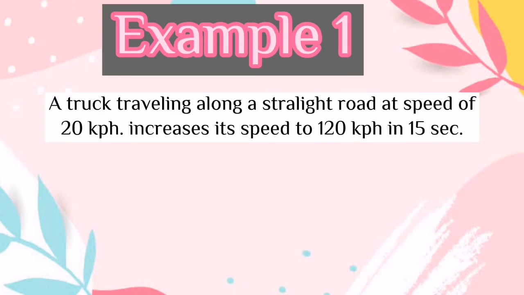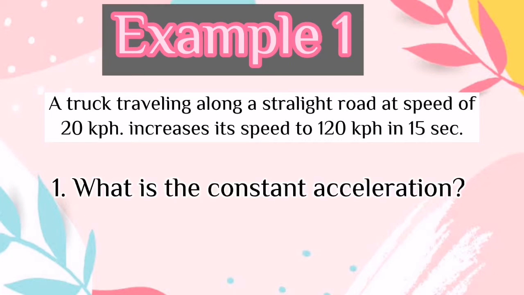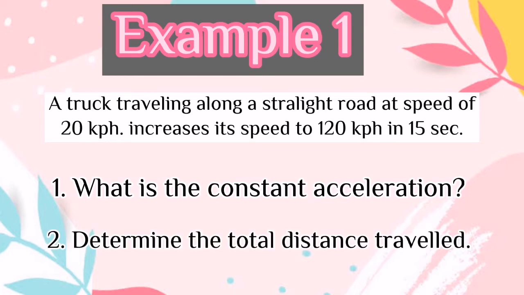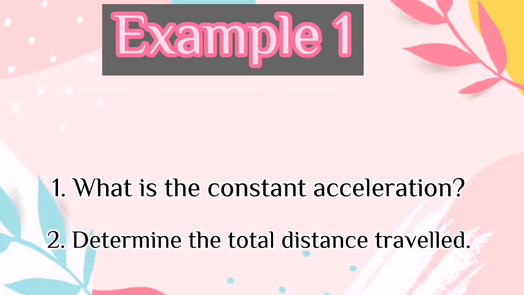So para mas maintindihan pa natin ang translation of motion, let's have some examples. Example number 1: a truck traveling along a straight road at a speed of 20 km per hour increases its speed to 120 km per hour in 15 seconds. Question number 1, what is the constant acceleration? And question number 2, determine the total distance traveled.